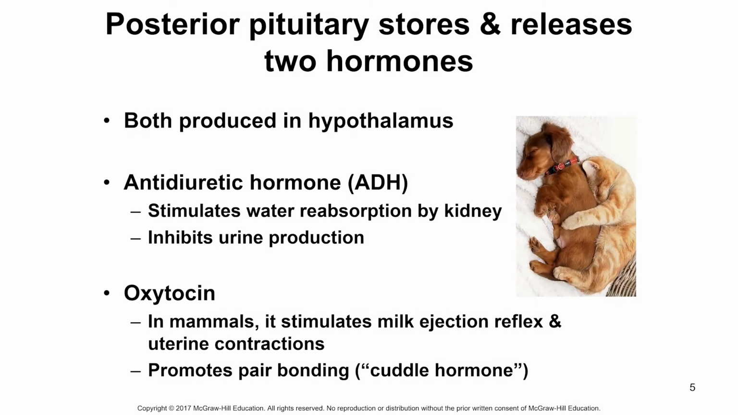Now, the posterior pituitary stores and releases two hormones. These hormones are produced in the hypothalamus, which means that these are neurohormones. They're actually produced in neurons rather than in endocrine glands.